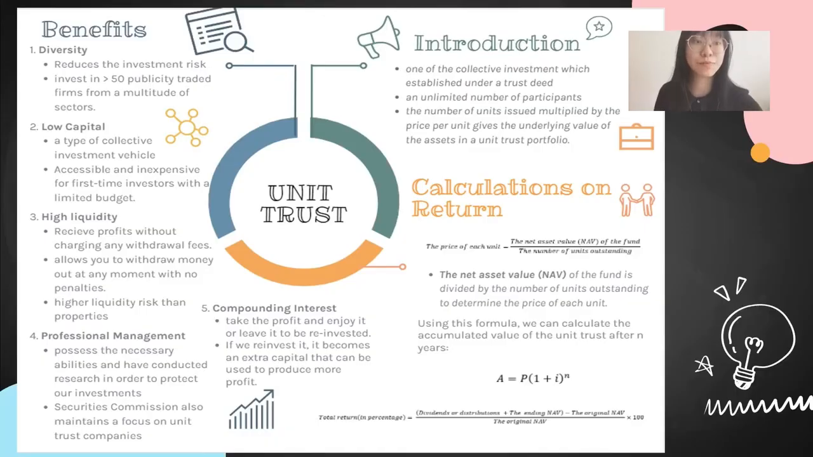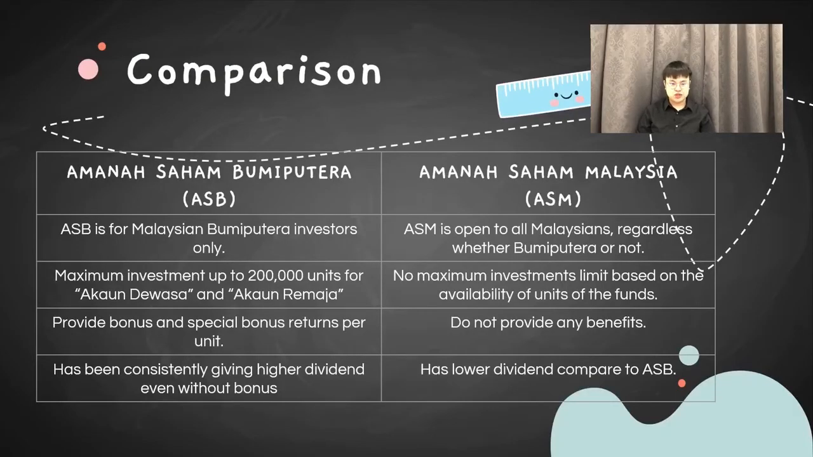Thank you. My name is Ba Changjun with metric number 278953. I'm going to talk about the comparison between Amanah Saham Bumiputera and Amanah Saham Malaysia.